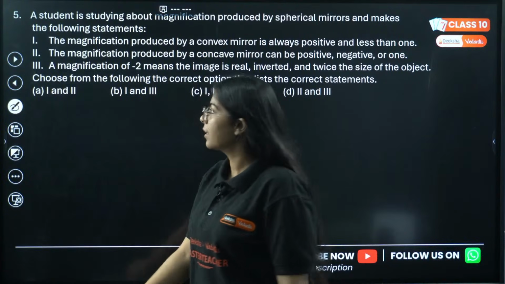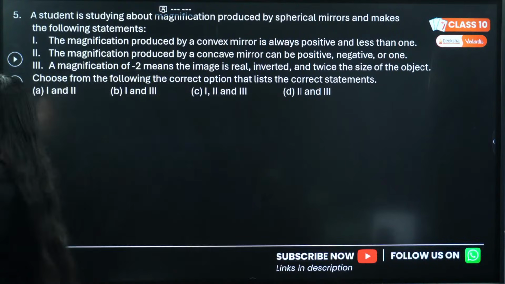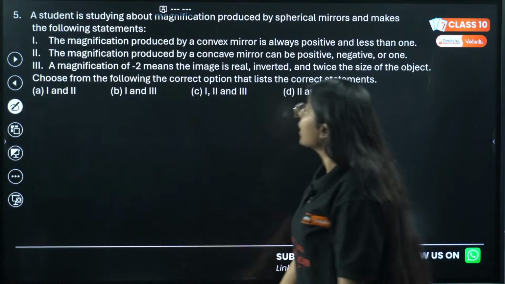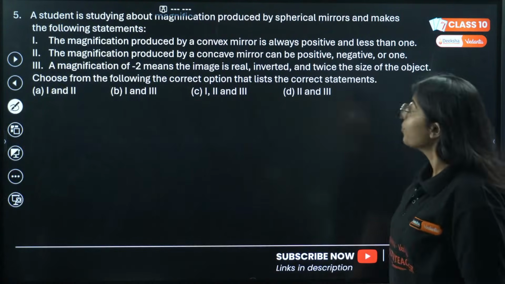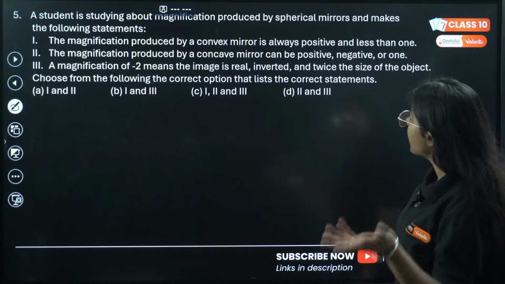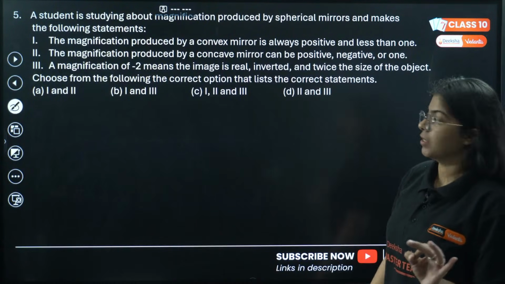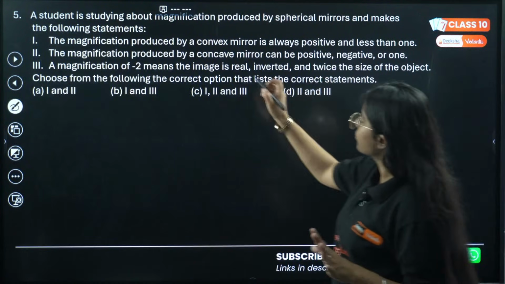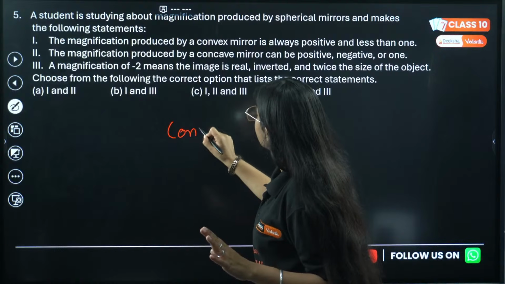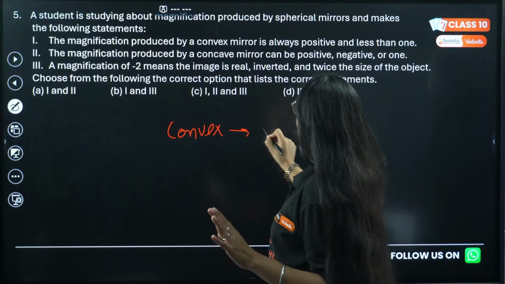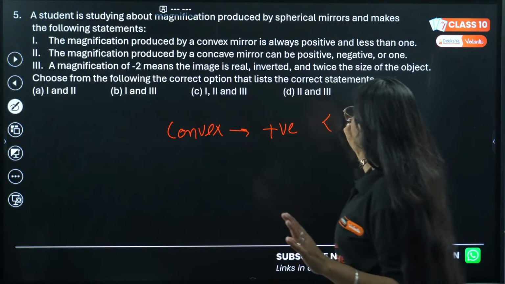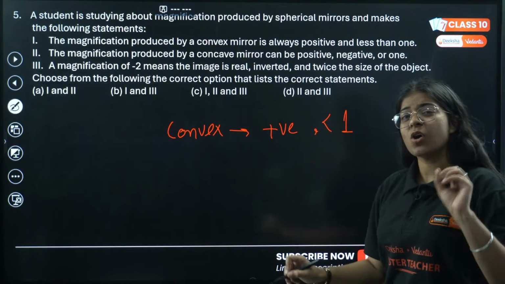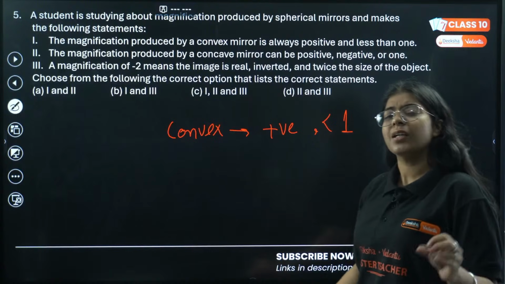Fifth question, read it carefully. A student is studying magnification produced by spherical mirrors and makes the following statements. He says the magnification produced by a convex mirror is positive, and it's less than 1. If you find problem in remembering things, just write it down and it will be very clear.